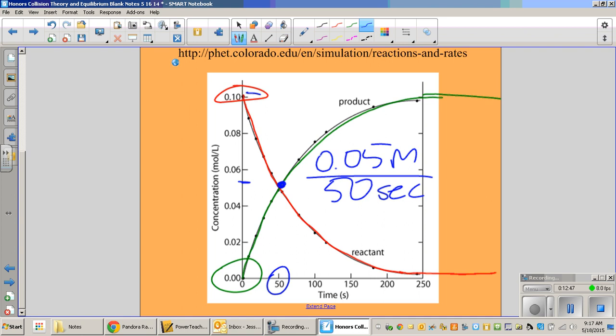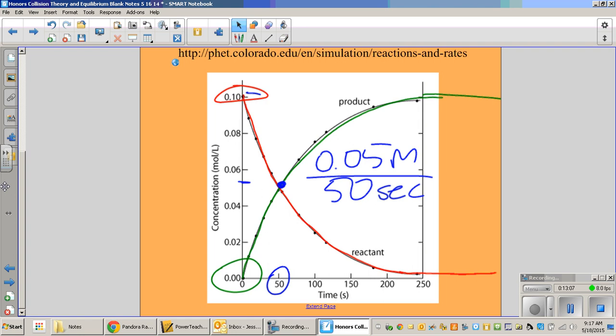Is that 0.001? Somebody calculate it real fast. I think that's right. 0.001, so that is the rate. It's changing by 0.001 molarity per second. That's pretty fast, actually. Some of the reactions we're going to do today might actually go faster.